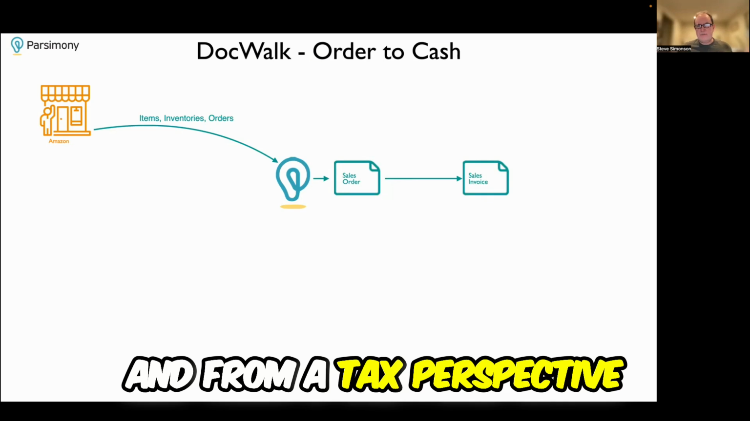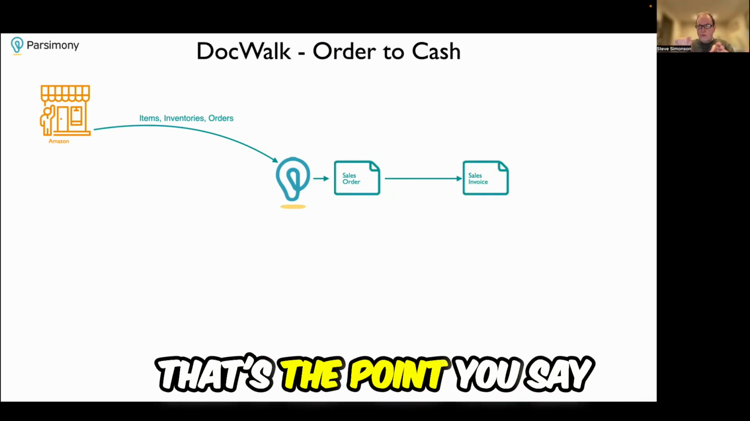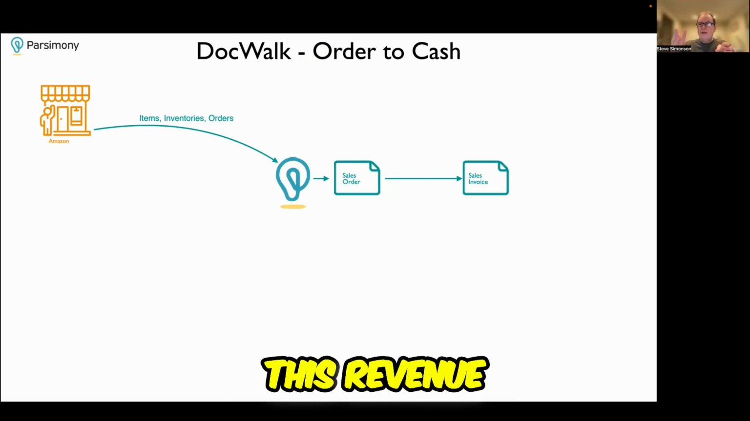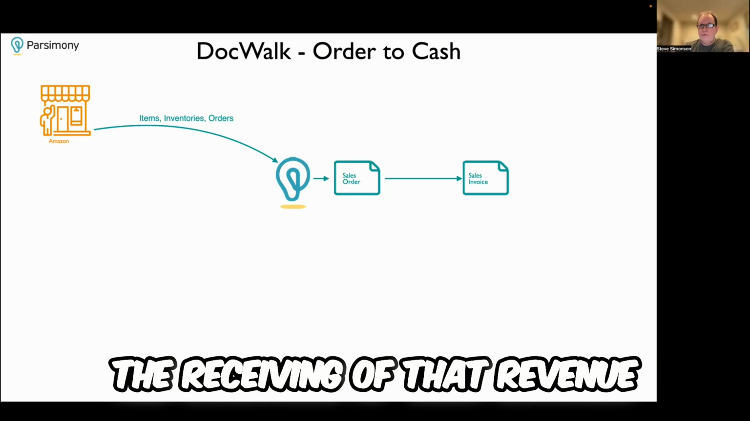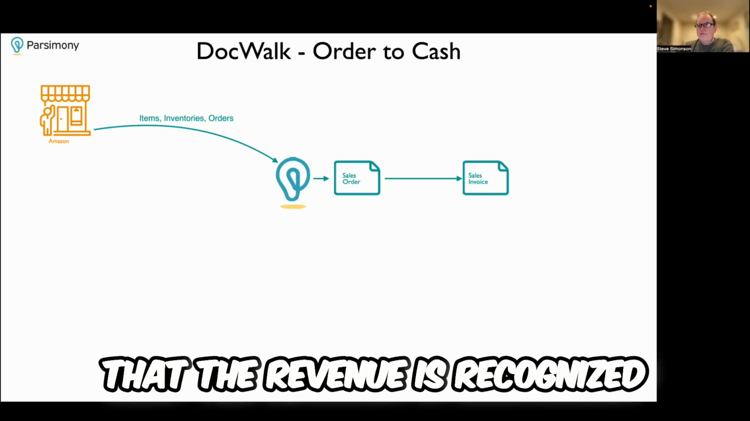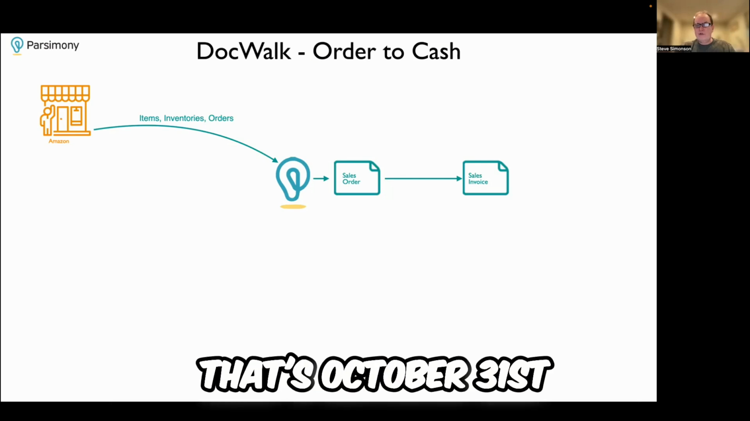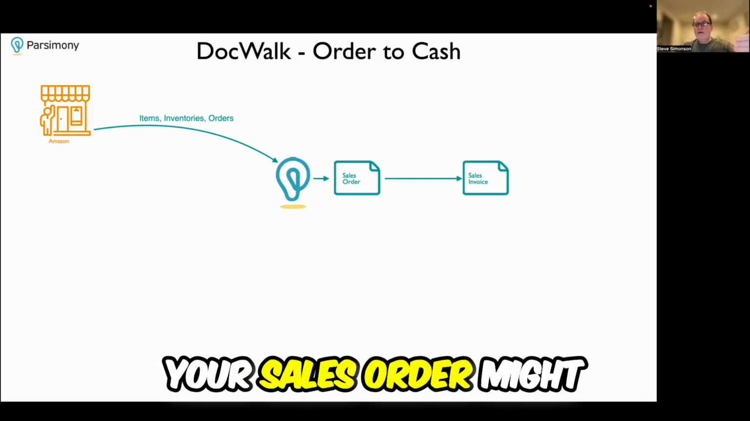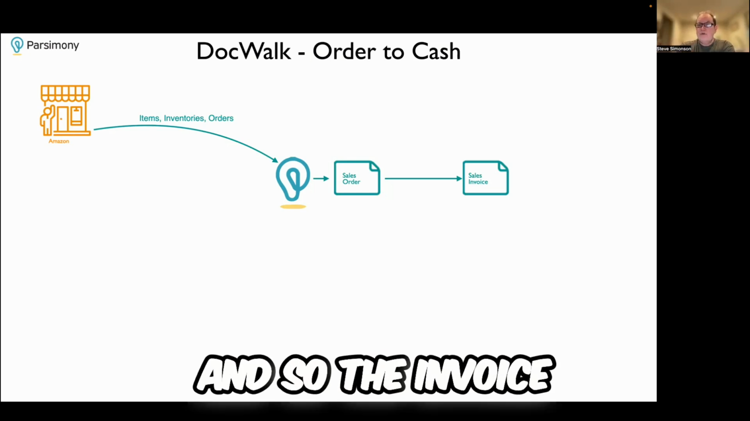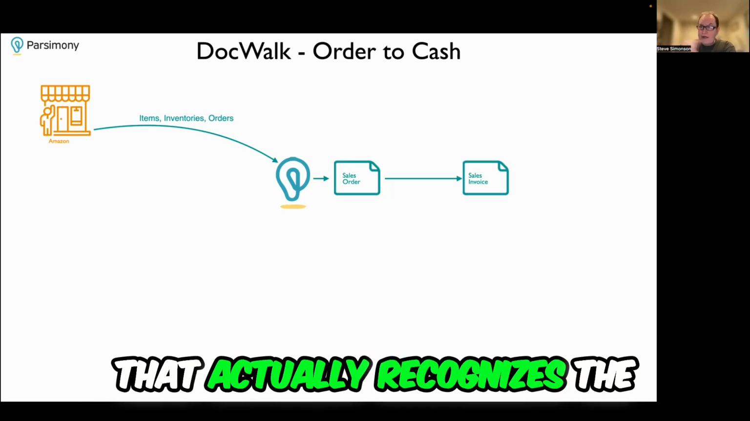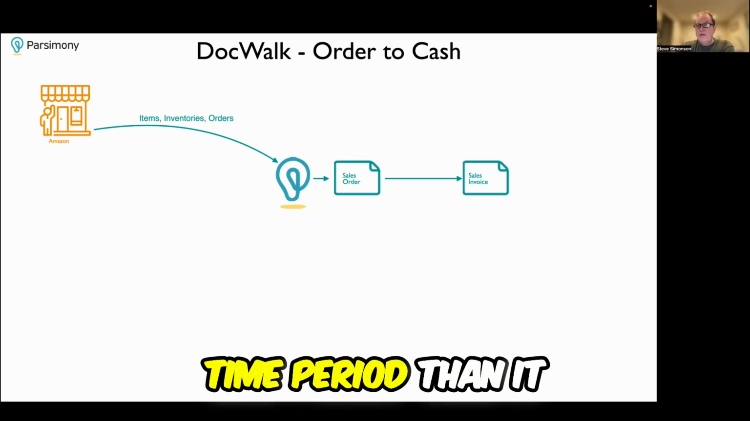So having a process method to understand what a sales order is and how does that differ from a sales invoice. And from a tax perspective, in most countries, a sales order is written. That's the point you say, I expect to get this revenue. And the invoice is actually when you record the receiving of that revenue. And that's the time frame that the revenue is recognized. And just to drive this point home, if you ordered on Halloween, that's October 31st, your sales order might have been written for that October 31st, but it shipped 2 days later. And so the invoice came in on November 2nd. That actually recognizes the revenue in a later time period than it was originally written.